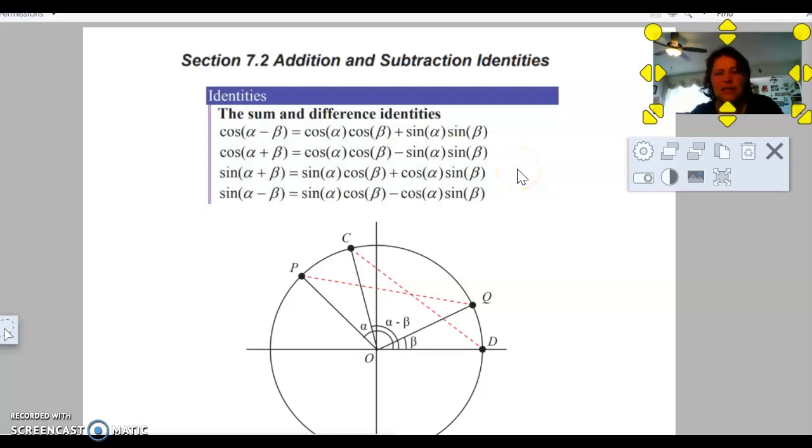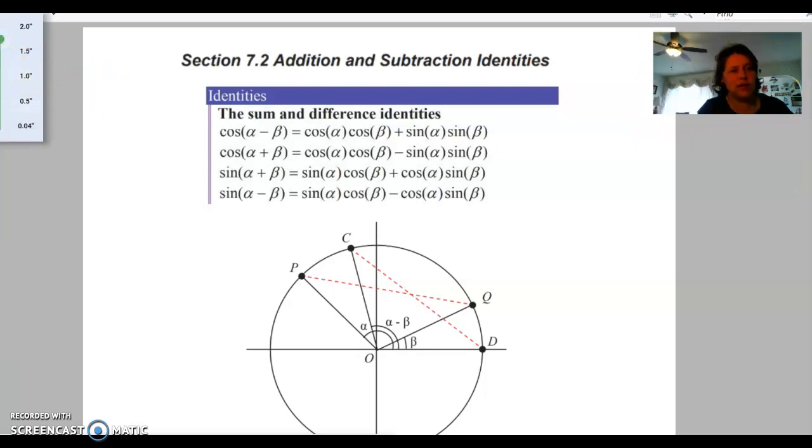In this first lesson we are just going to go over the addition and subtraction identities. I will show you what they mean, how we prove that they're true, and how we found them. So starting off, let's look at these identities that are written up here on the screen.